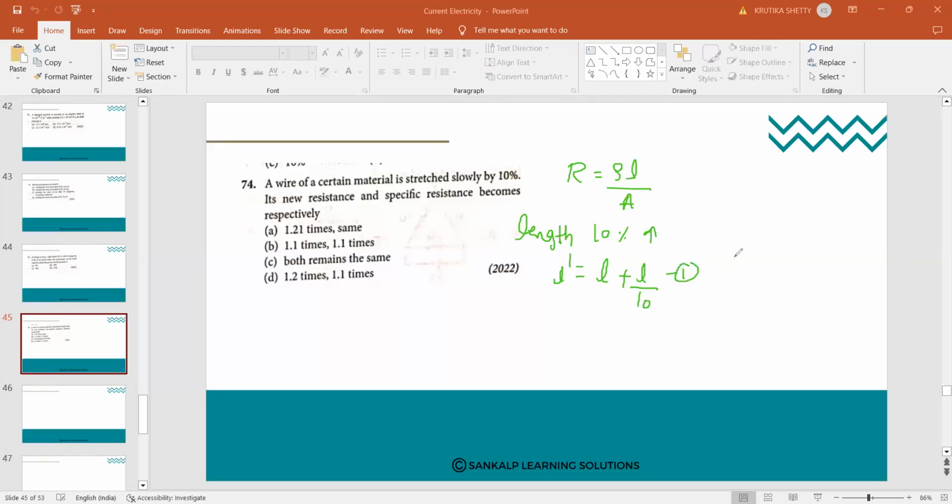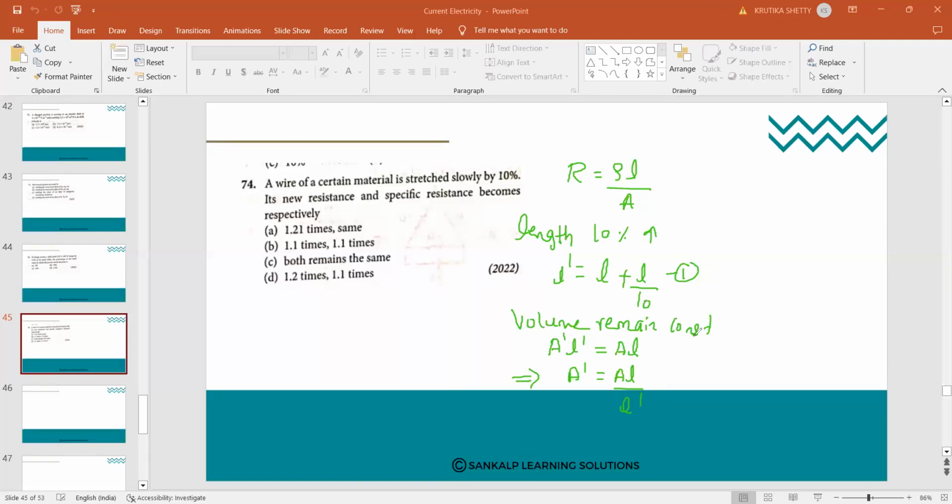Second point regarding this is here the volume of the wire remains constant. So volume is given by the formula length into breadth into height. Here, length into breadth is nothing but area, so volume is area into length. For the new wire, it will be A dash L dash is equal to, for the first one, A into L. Therefore, A dash is equal to AL divided by L dash.